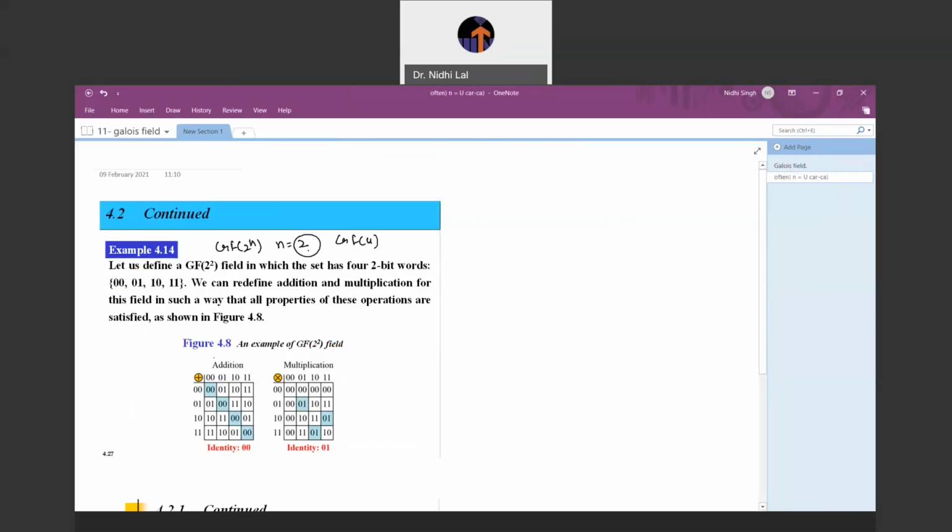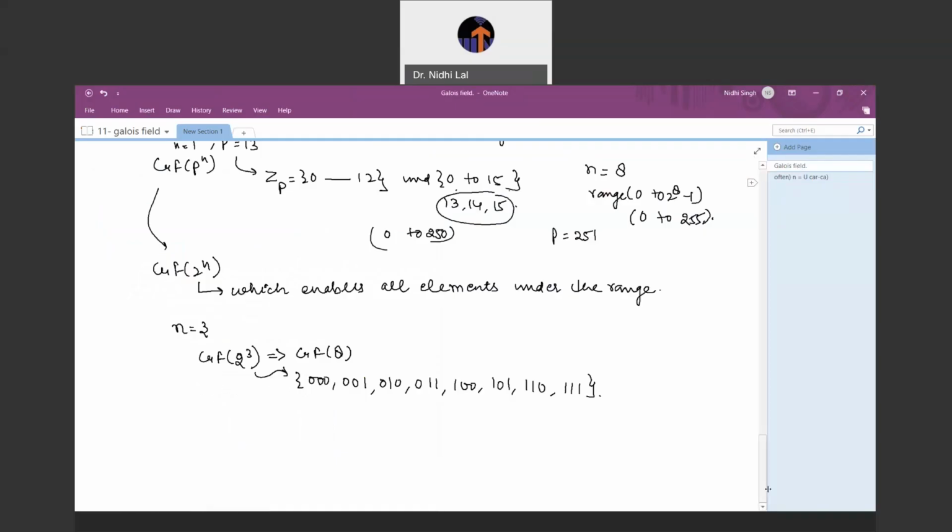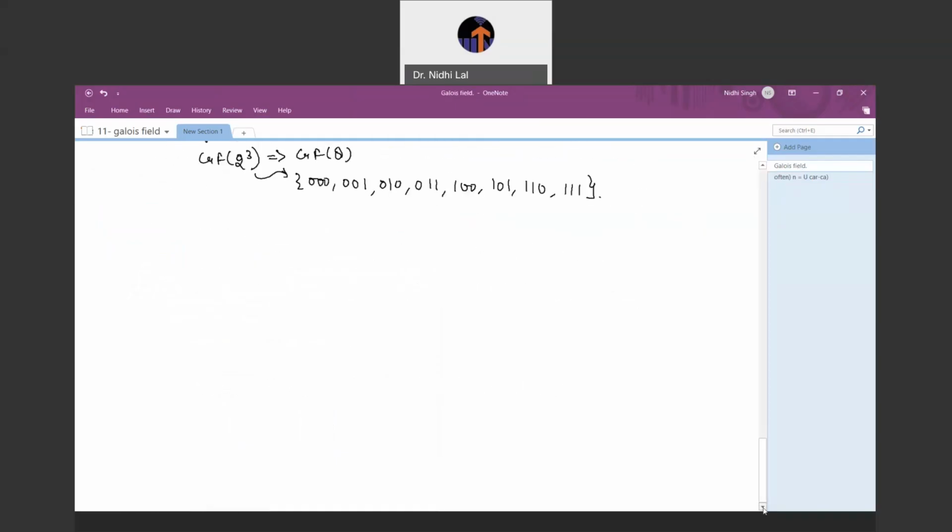Now there are two operations associated with the Galois field. As you know, the first one is addition and the second one is multiplication. The addition operation means you have to perform XOR, and in the multiplication you have to perform the AND operation. As you know, the identity element for addition will be 00, and for multiplication the identity element will be 01. Now the next topic is polynomials.